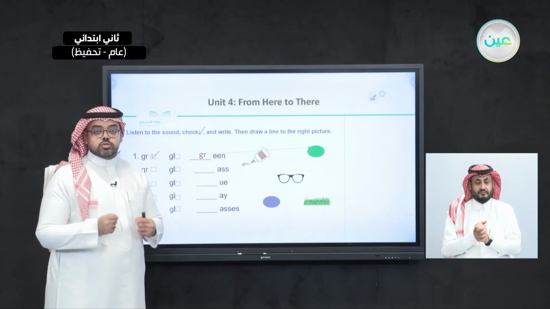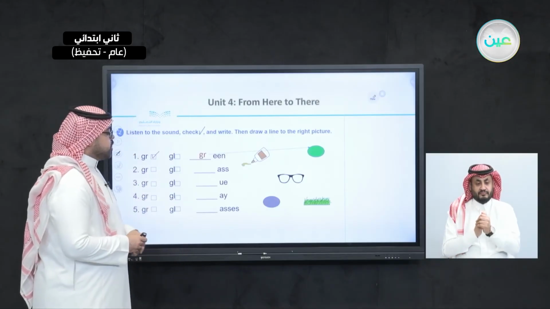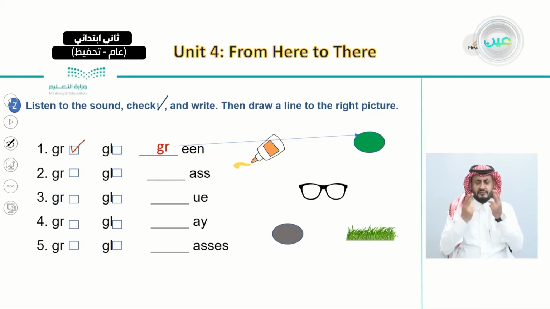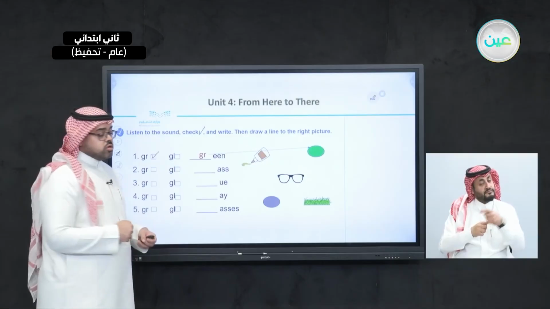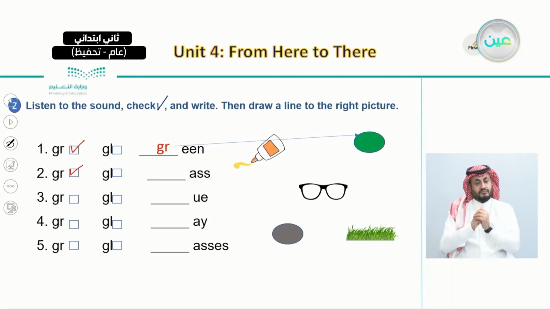Now let's do number 2. I would like you to listen and then check whether the word you listen to starts with GR or GL. The second word is grass. Grass. So what do you think? Does it start with GR or GL? Of course, it starts with GR. So here we put a check mark. And after this, we write GR and then match it to the right picture.